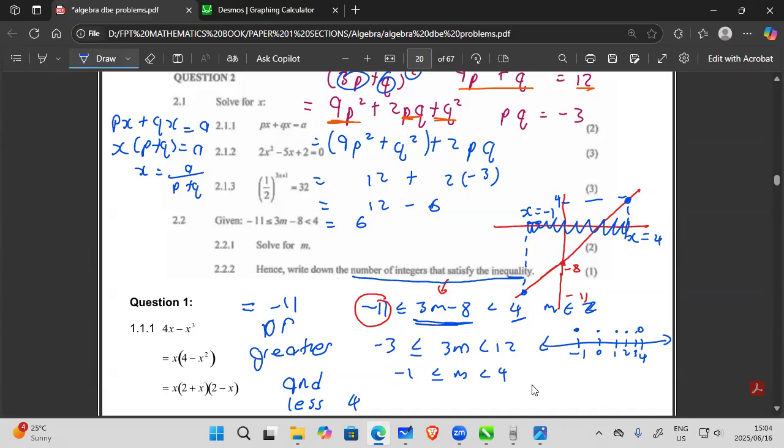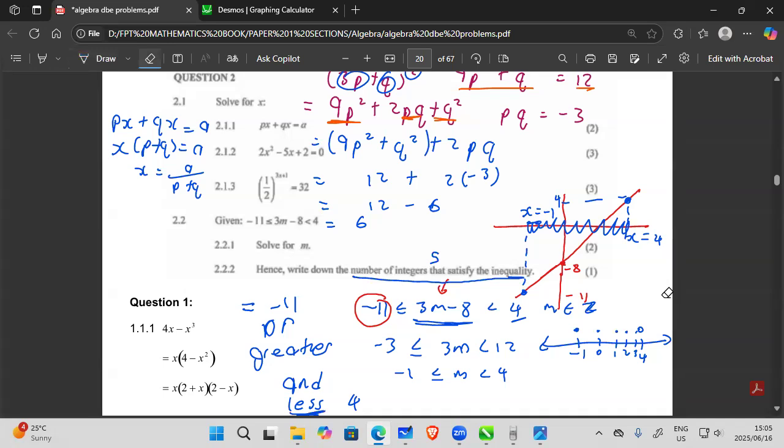The 4 cannot satisfy it because at 4, it is equal to 4. We want it to be less than 4, not equal to 4. Right? And if it becomes slightly less than 4, it's 3.999. But 3.999 is not an integer. So the number of integers that will satisfy this will be 1, 2, 3, 4, 5. 5. Right? If they tell you to represent it on a number line, this is how you would represent it.